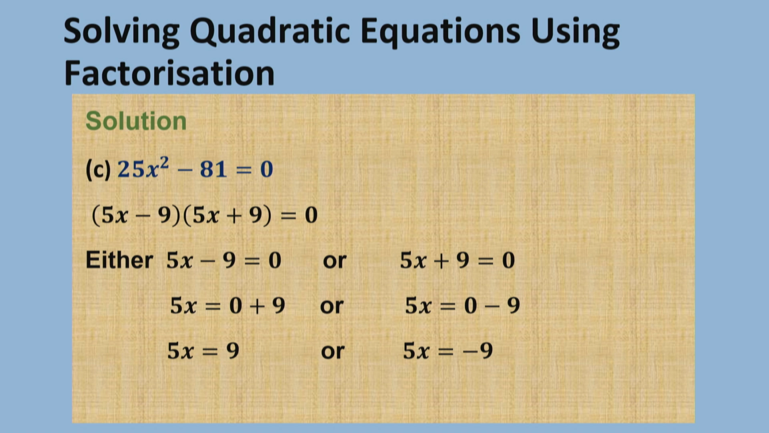Remember, when you are asked to solve, you need to find the value of x. So x will be 9 over 5, that is 1 and 4/5, or x will be minus 9 over 5, that is minus 1 and 4/5.